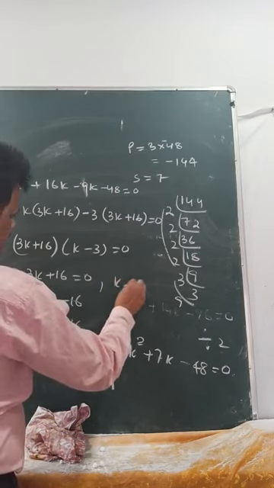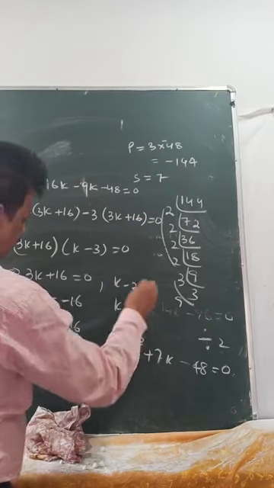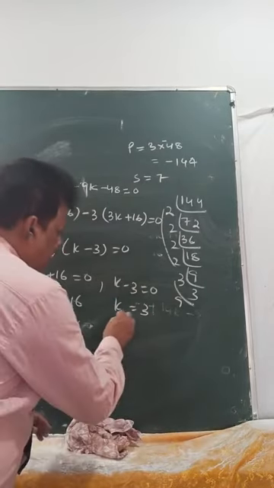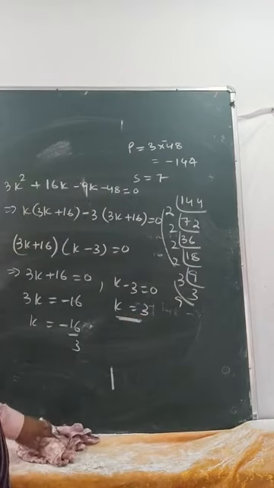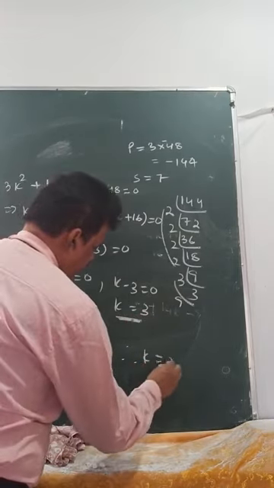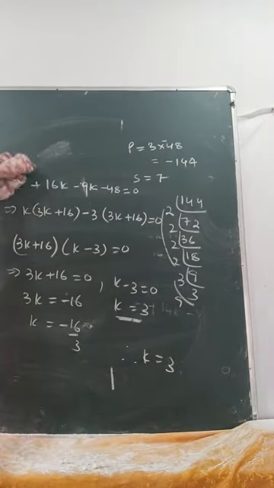k minus 3 equals 0, k equals 3. So which one is the common term? For both answers, k equals 3 is the solution because it is common to both. Therefore, k equals 3. So I am writing two questions for you. You will solve.